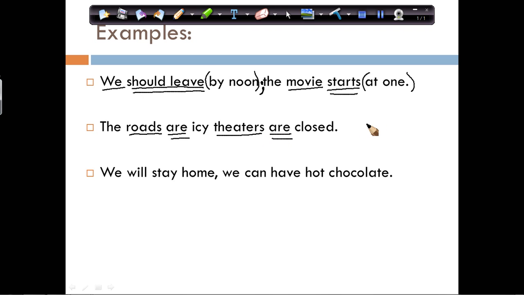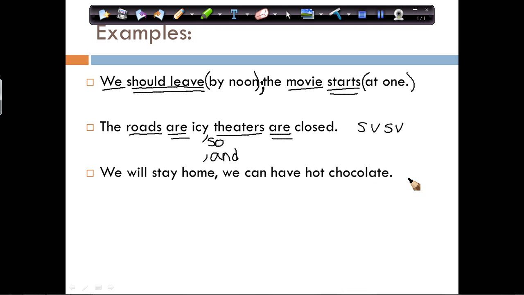So notice again we have this pattern, subject, verb, subject, verb. But we need something. We need some kind of punctuation here or coordinate conjunction, something to connect these two clauses. The roads are icy, theaters are closed. Right now it's just a run-on. Two clauses just stuck together. So this time I'm going to say, what if we use a comma and the coordinate conjunction so? The roads are icy, so theaters are closed. We could also use a comma with and. The roads are icy, and theaters are closed. That would be another option.